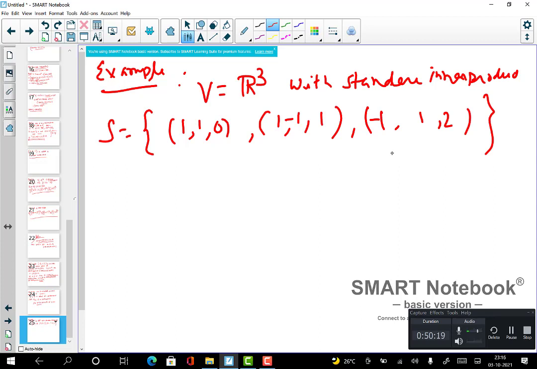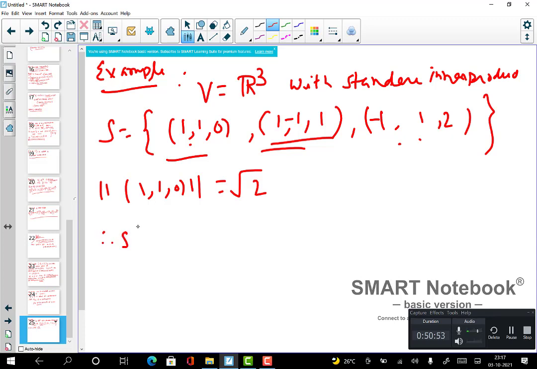Now you see that this set S is orthogonal actually. Why is it orthogonal? Because if you take the inner product of any two elements, you will see this is 0. But this is not orthonormal, because the norm of these elements is not 1. For example, what is the norm of this element? The norm is root 2, right? Because the inner product of this with itself is equal to 2, so the norm is root 2. Similarly, the norm of this is root 3, and the norm of this is 1 plus 1 plus 4, root 6.